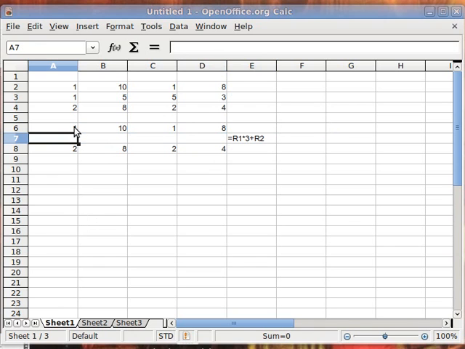So row 1 times 3, which will just be 3, 3 plus 1 will equal 4. Okay, row 1, so it'll have to be 30 plus 5, so we'll get 35. And then this one will be 1 times 3, which should be 3 plus 5, will give you 8. And this one will be row 1 times 3, which should be 24. 24 plus 3 will give you 27. So this is row 1 times 3 plus row 2.